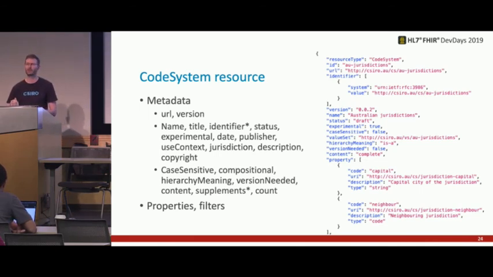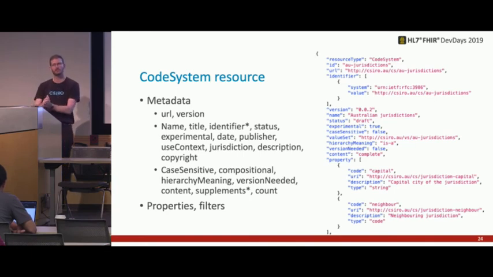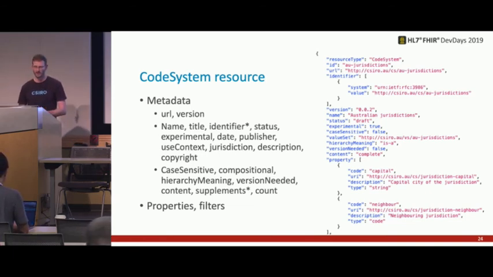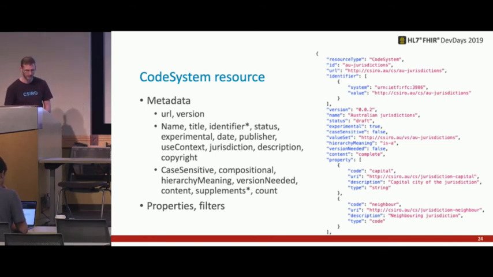Hierarchy meaning tells you whether there is a subsumption relationship between the codes in a code system, or other kind of hierarchical relationships between the codes in a code system. Version needed goes to what is sometimes called concept permanence. So it's whether you're always required to identify the version of the code system in order to use it.